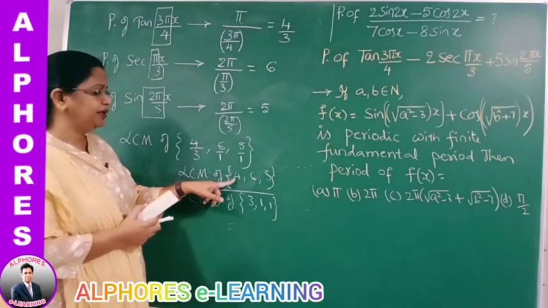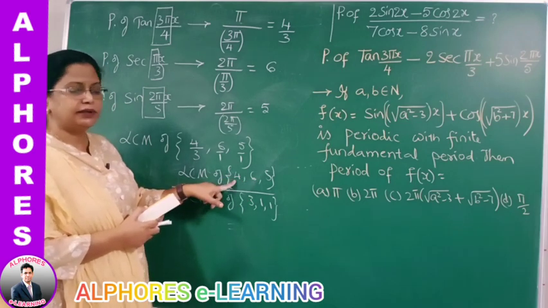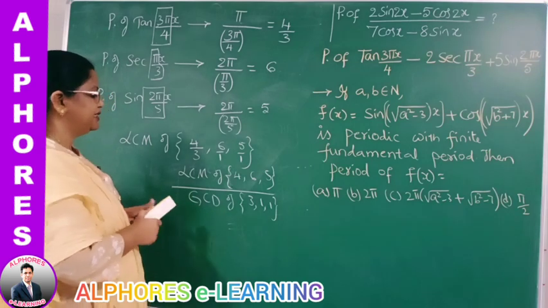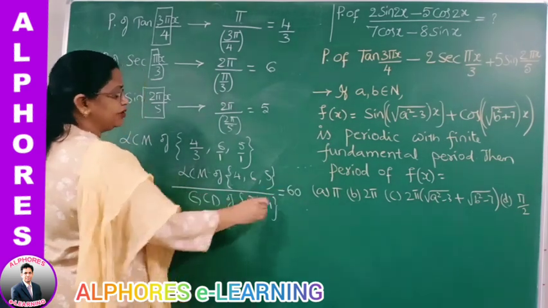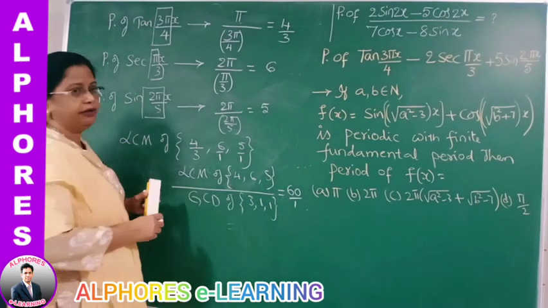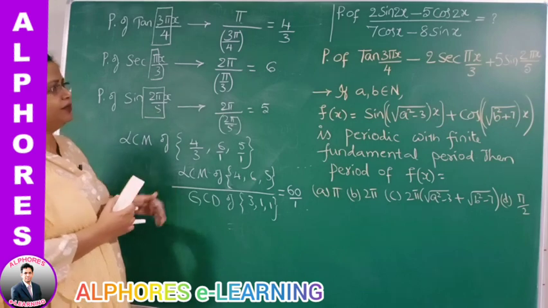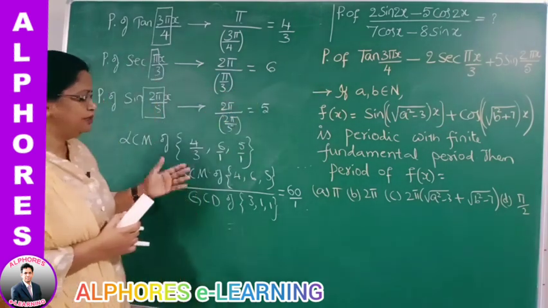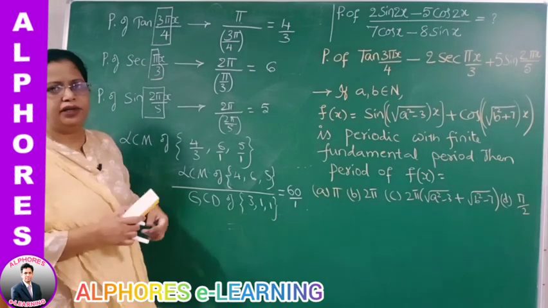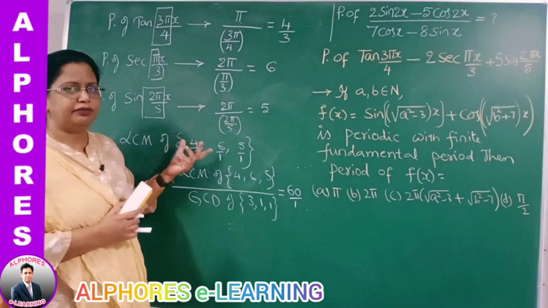If I take 60, then it will be the least common multiple. 30 won't satisfy because 4 is there. So 60. And what about the denominator? The greatest common divisor is nothing but 1. Therefore students, the total period of this function is nothing but 60. So observe, everywhere you are getting integers.